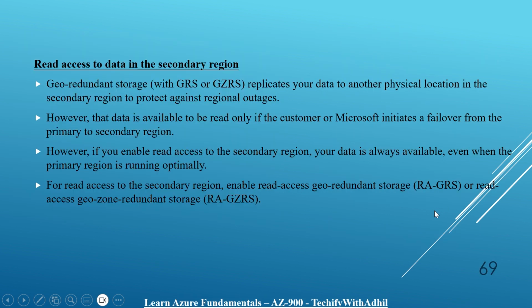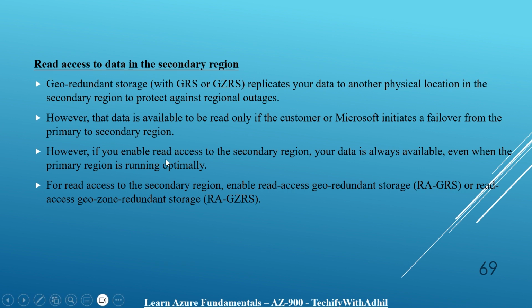So, read access to data in the secondary region. Geo-redundant storage replicates your data to another physical location in the secondary region to protect against regional outages. However, the data is available to be read only if the customer or Microsoft initiates a failover from primary to secondary region. As mentioned before, the secondary region will be like a standby region only. It will not be active for you to read or write the data.